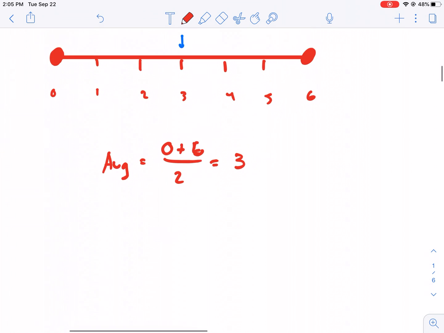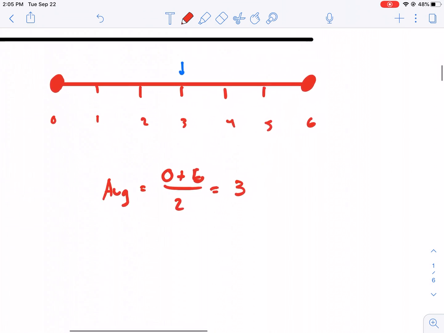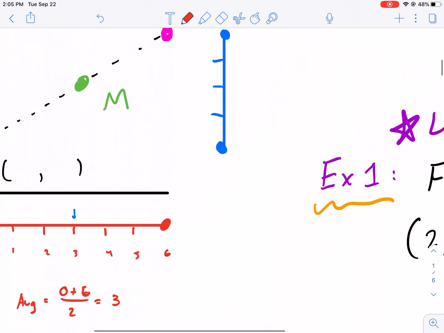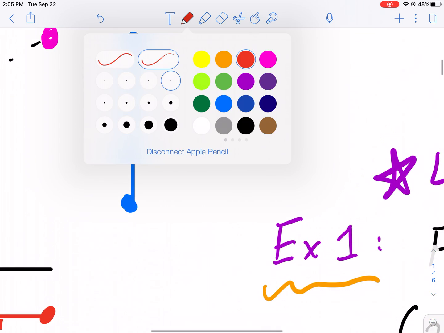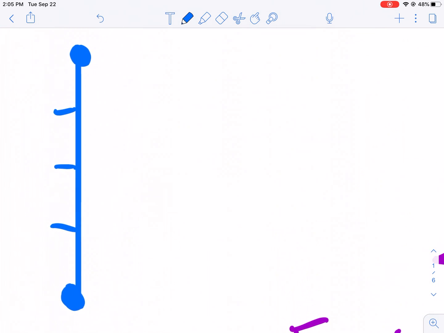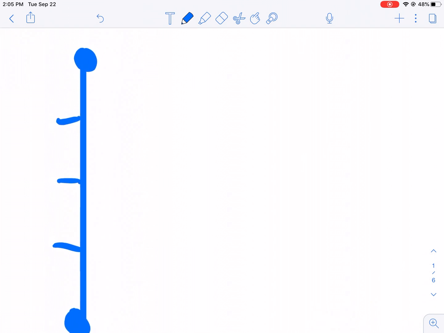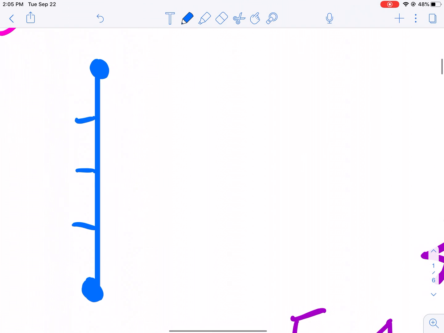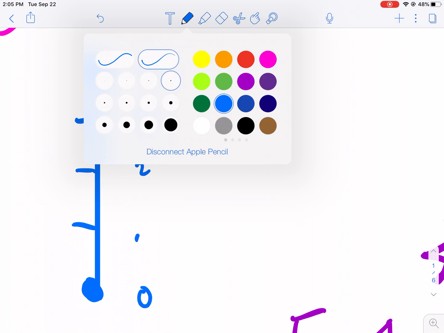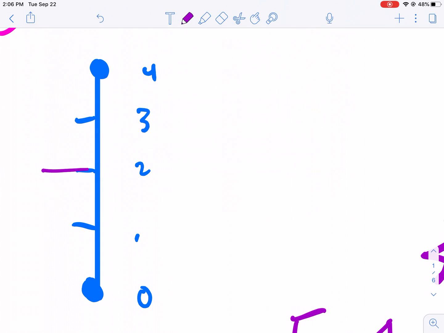Okay. Now that's just a horizontal line. What about a vertical line? Well, you're going to do the same thing. Imagine we have this guy. Let me try to get it so it's the only thing on the screen. We're close enough. Okay, so let's call it 0, 1, 2, 3, 4. Obviously, the midpoint is going to be 2.